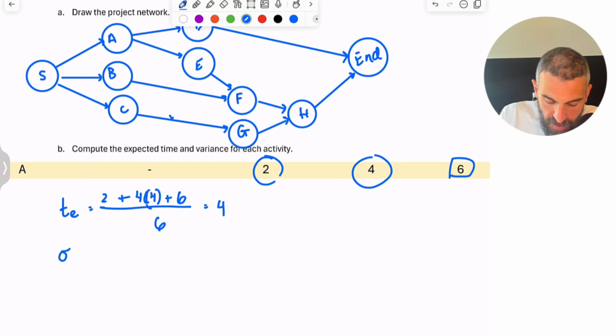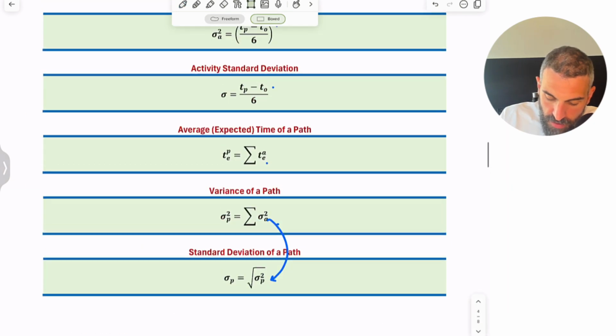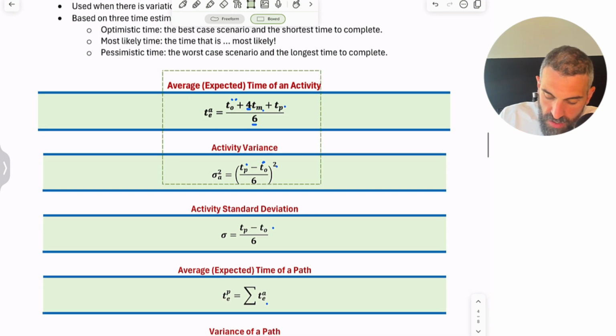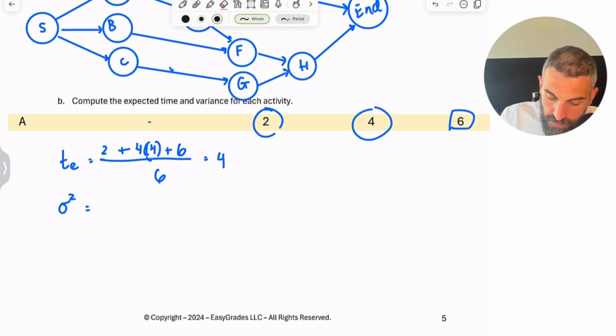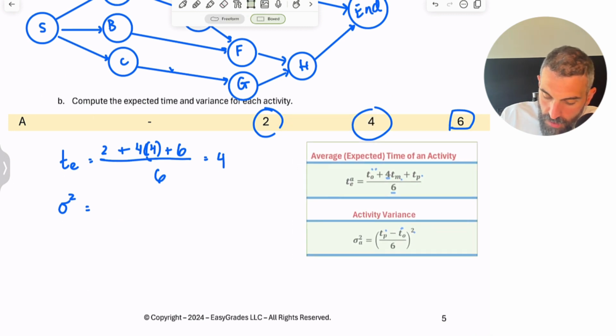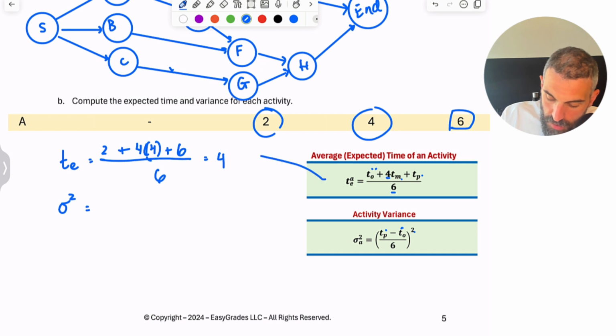Then we want to find the variance. So for this you take, and again, the formula I'm using, if I just go and grab them so we can see, I'm using these two formulas right now. Okay, so this was the first one. Now I'm using this one here. So pessimistic, which is 6, minus optimistic, which is 2, all that divided by 6, and then all that squared.